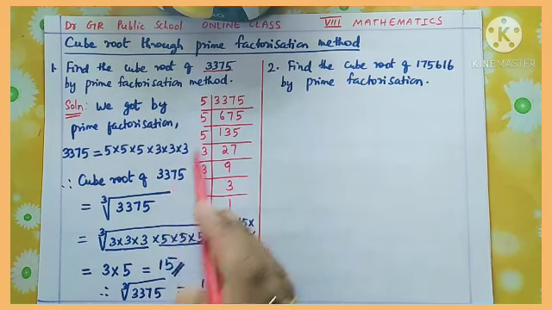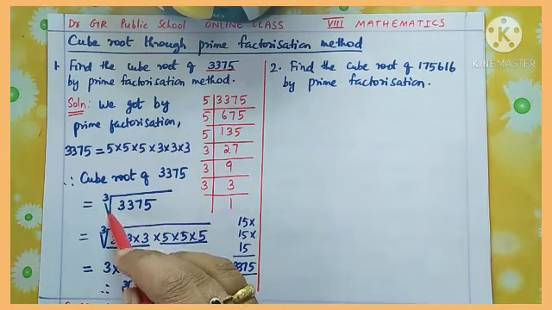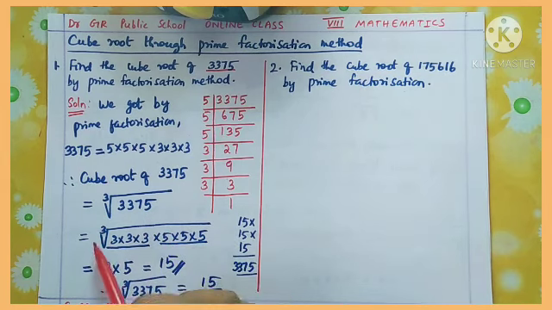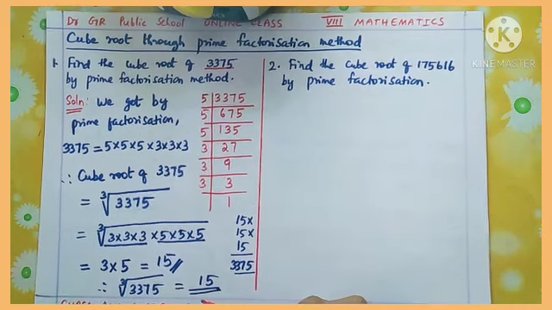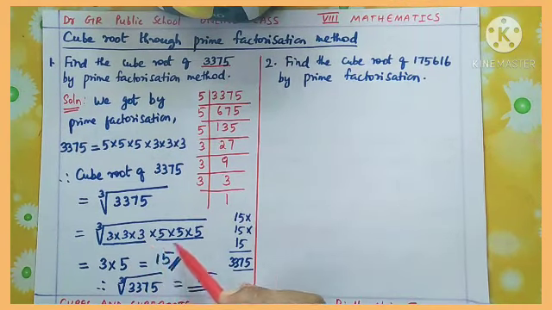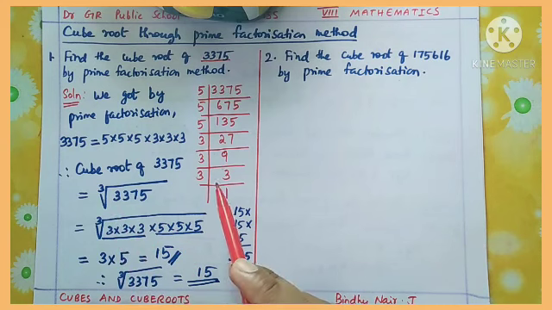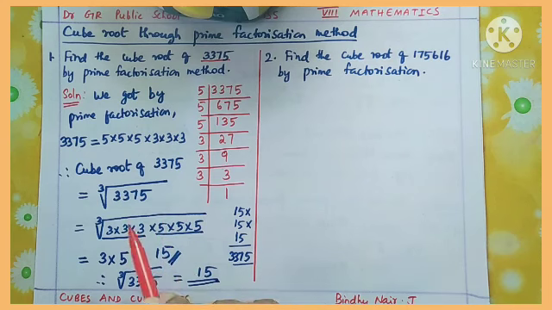Cube root of the given number 3375 is equal to, put the symbol, cube root of 3375. Now you want to write all the factors here inside the cube root. And how to find the cube root is, from each triplet you want to take one number outside. In the square root also we did like that, no? From each pair you are taking one number outside. Similarly here, from each triplet you want to take one number outside.